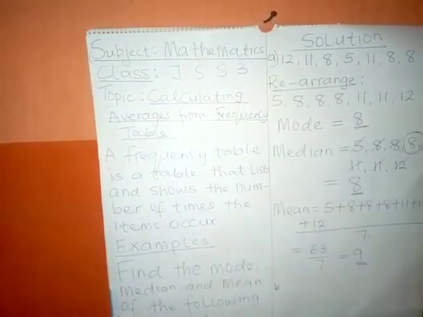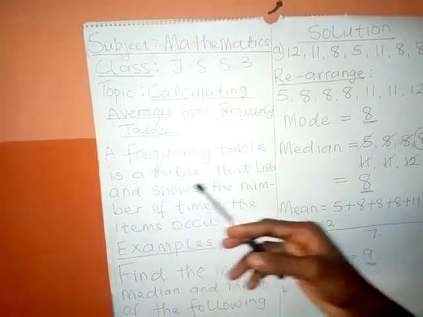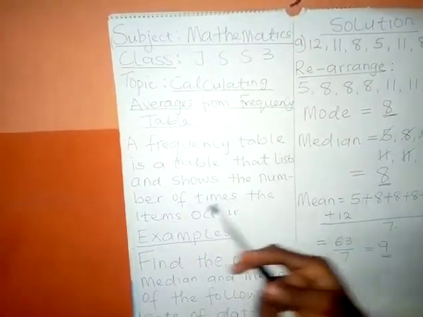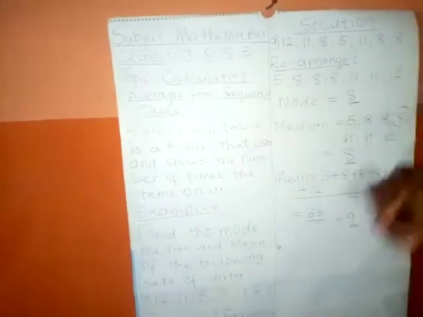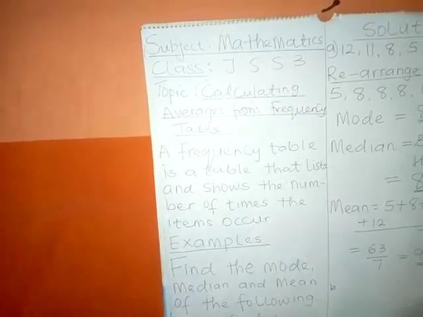Now, before we continue, what is a frequency table? It's a table that lists and shows the number of times the items occur. That is a frequency table. It shows the number of times items occur.